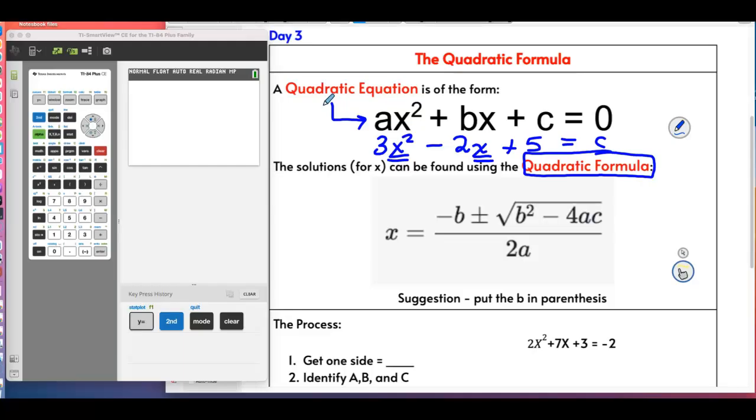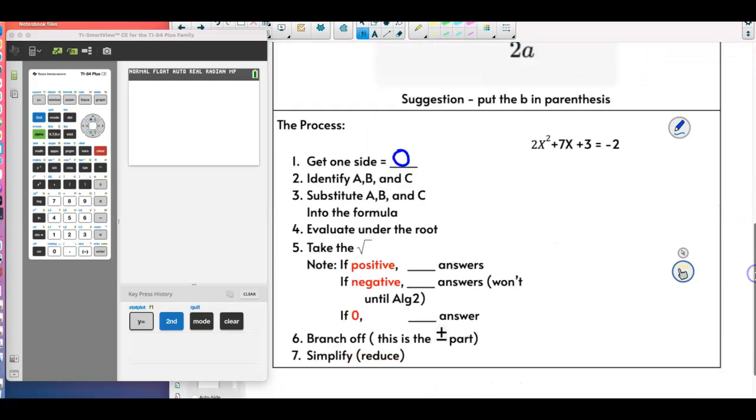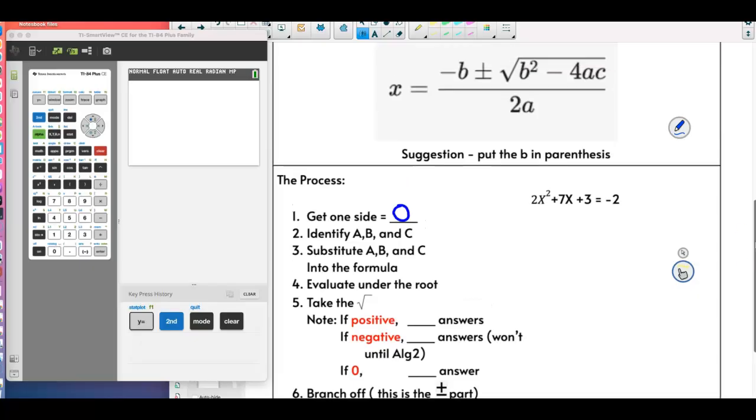All right, so let's go look at our process. The first thing we do is we get one side of the equation equaling 0. And it's your choice which side, but I would say be nice to yourself and choose the side that is least complicated or easiest to move. So obviously for this one right here, I'm going to choose to add 2 to both sides instead of moving all the stuff on the left over to the right. And that'll give me 2x squared plus 7x plus 5 that equals 0. So my first step is done. Get one side equal to 0.